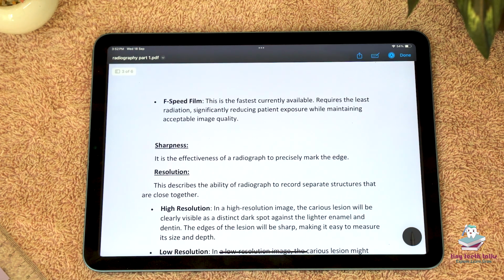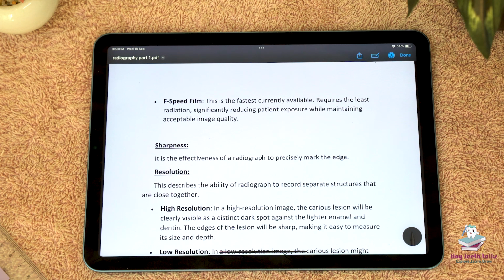F speed, this is the fastest currently available, requiring the least radiation, significantly reducing the patient exposure while maintaining acceptable image quality. So the proper speed film produces the proper density X-ray image, and in pediatric patients E and F speed film is used for the lesser exposure time.